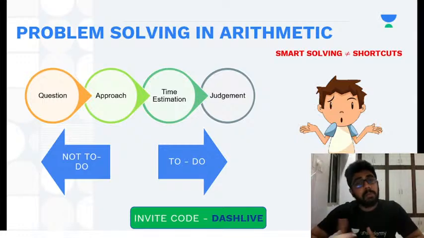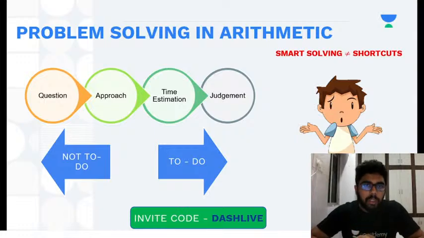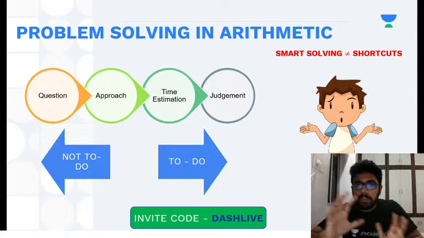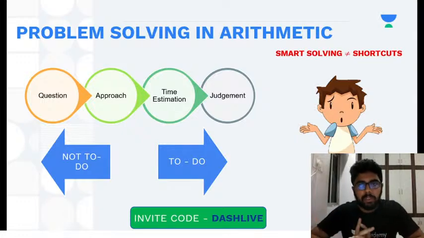Now, can every problem be solved in a smart way? No. Definitely there is a best way to solve a question, but not every question can be solved in a smart way. When I say smart way, understand that I'm not saying shortcut. Smart solving is not necessarily solving using a shortcut.